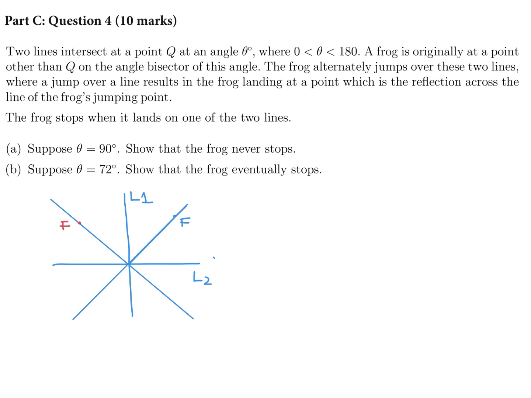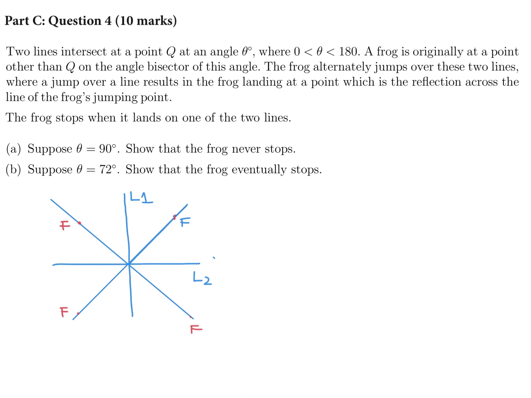And then it uses that line as a reflection, and it jumps over that line to a point which is a reflection across that line. So then it would end up somewhere here. And then similarly, it would use that line as a reflection and jump to here. And then in a very similar way, it uses that line as a reflection and jumps back to here. And that just keeps going.